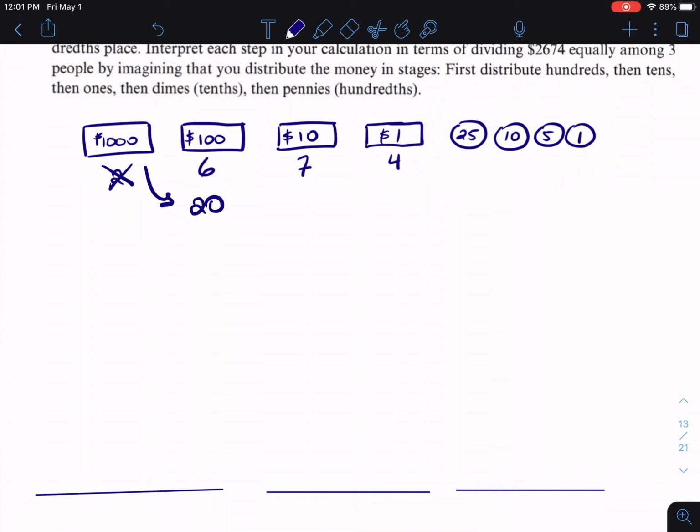Now, we have 26 $100 bills. How can we split those up between the 3 different people? Well, 26 isn't really something we can split between 3 people, but 24 is. We know on the side here that 24 is 3 groups of 8. So we know that each person could get 8 $100 bills.